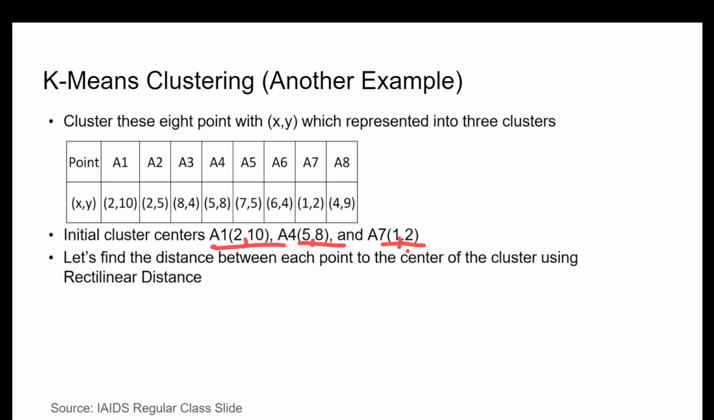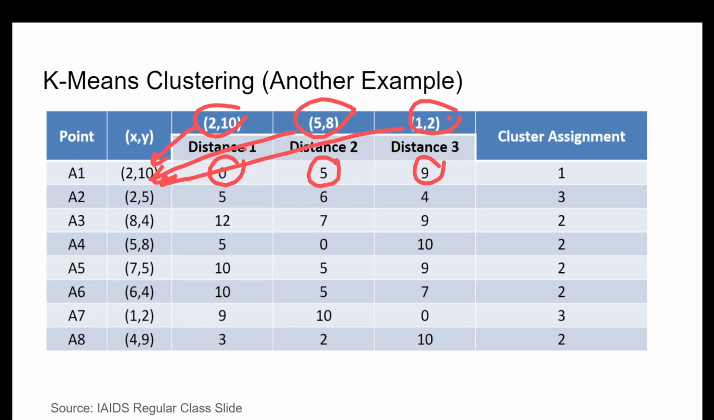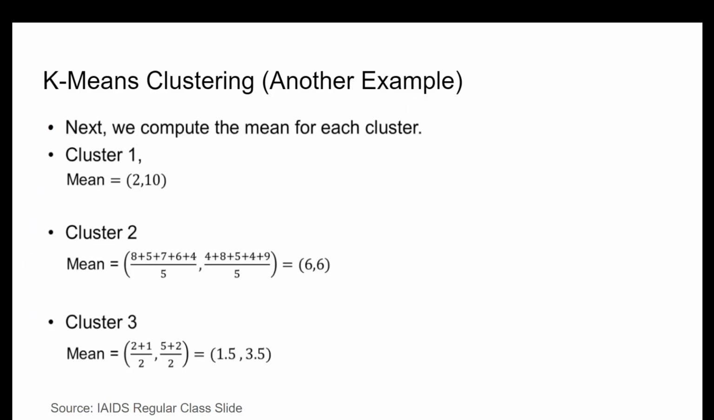You are asked to use this rectilinear distance. So these are the initial centroids over here. In order to populate this table, you can do the same steps by using this rectilinear distance, computing between this one, and between this one, and between this one. And you can see that because this one is the smaller number compared to these two, you can assign this point to cluster 1. The same goes for the rest of the table.